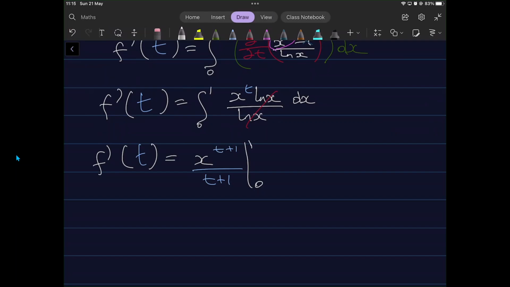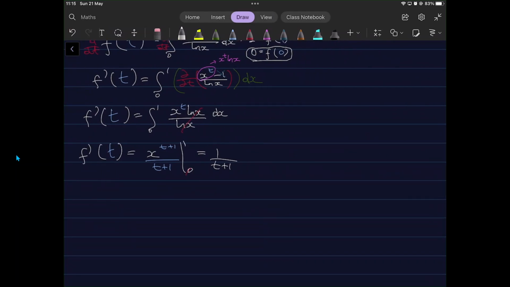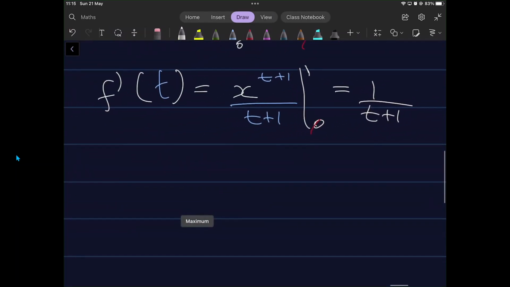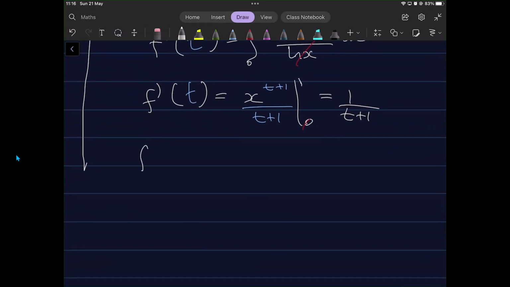If you sub in 0 into x, well, you just get 0. If you sub in 1 into x, you get 1 as our numerator over t plus 1. So that's what our f prime of t is. The next step is to work out what f of t is in terms of just t and nothing else. No x's, just t. So the solution to find that out is to just integrate both sides with respect to t. So you end up with this.